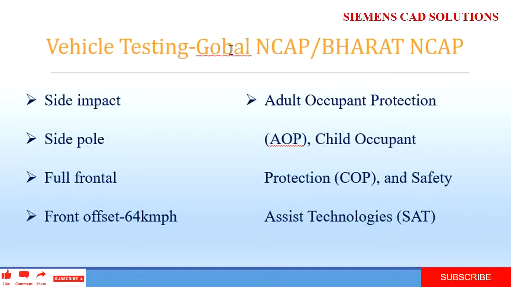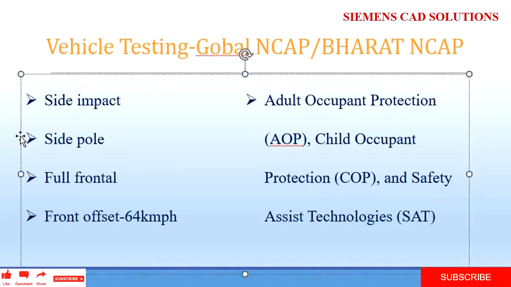In this vehicle testing, they will do the side impact test, side pole, full frontal load, and front offset at 64 kilometers per hour, and then safety of the adult occupant, the driver, and child protection safety. This NCAP rating is given for the safety aspect. Only after getting these approvals can the vehicle be sold in the particular region. The vehicle needs to get a certificate from Global NCAP or Bharat NCAP.